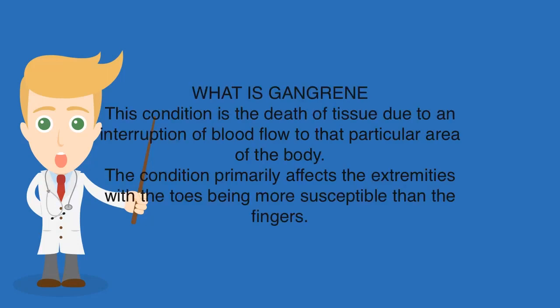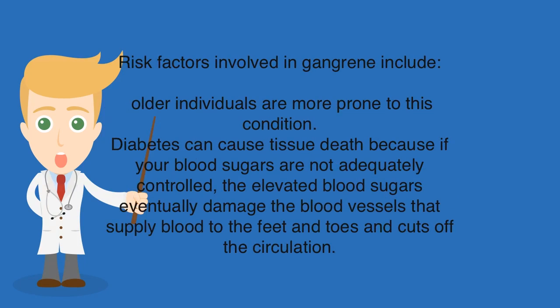Gangrene. What is gangrene? This condition is the death of tissue due to an interruption of blood flow to that particular area of the body. The condition primarily affects the extremities, with the toes being more susceptible than the fingers. Risk factors involved in gangrene include: older individuals are more prone to this condition.